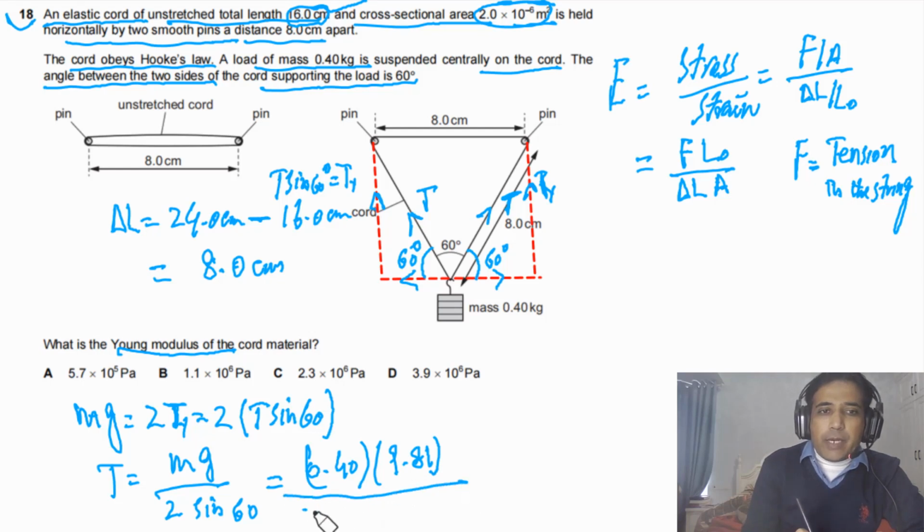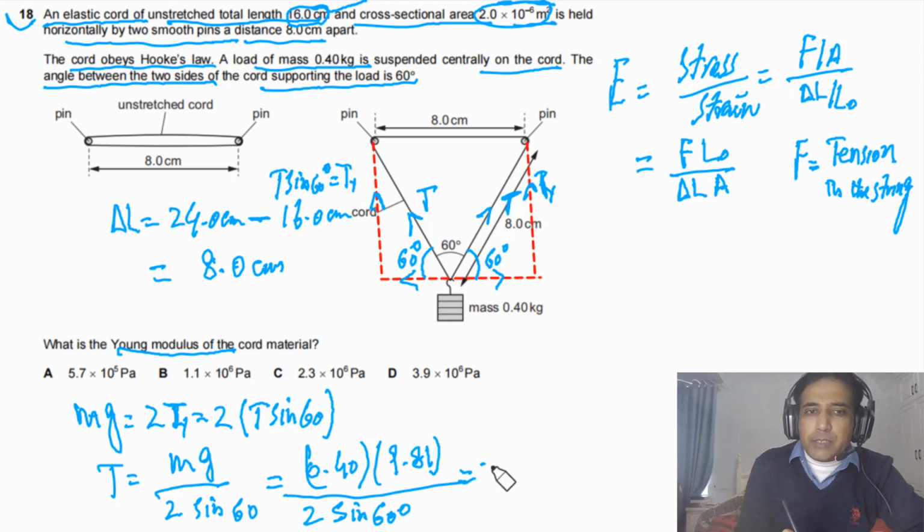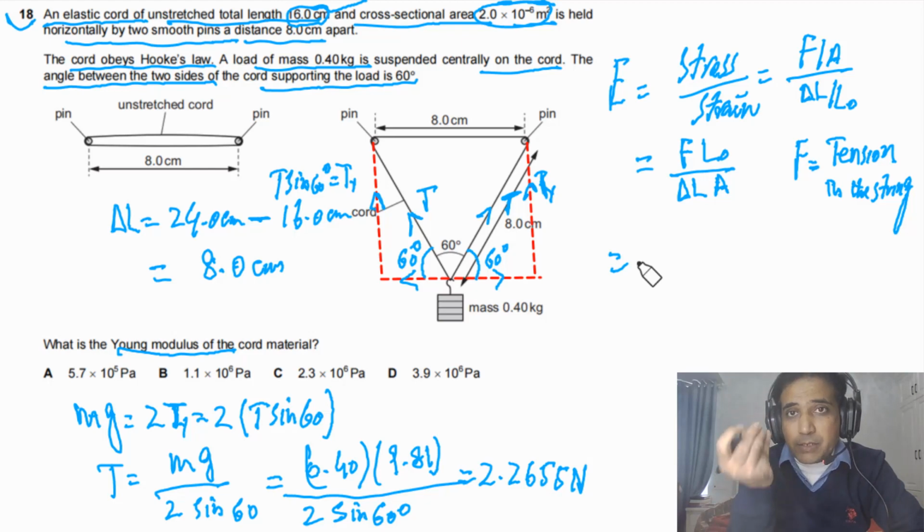We need to divide by 2 sine of 60 degrees. If we solve this one, our answer will be about 2.2655 Newton. So this is the value of T. Very tricky question, but very conceptual. Which force do you have to take when you need to calculate Young's modulus? That is the tension in the string.